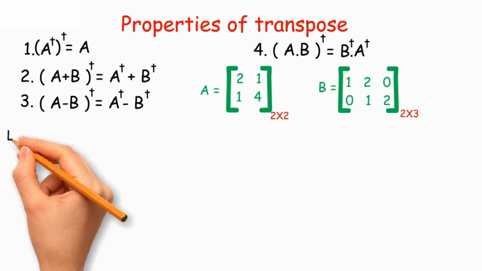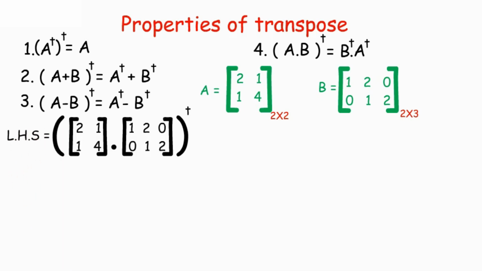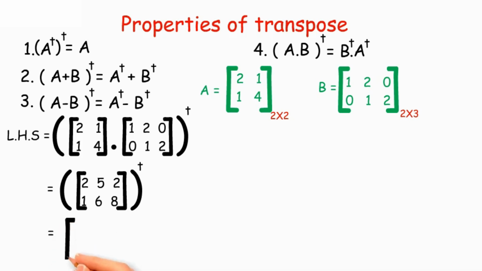Let's do the left hand side first, which we write in this way. First we have to multiply and then we have to take its transpose. So, this is how two matrices are multiplied and we get 2, 5, 2 in row 1, and 1, 6, 8 in row 2. Now let's take its transpose. Rows will be changed into columns and it will be 2, 5, 2 in column 1, and 1, 6, 8 in column 2. Its order becomes 3 by 2.